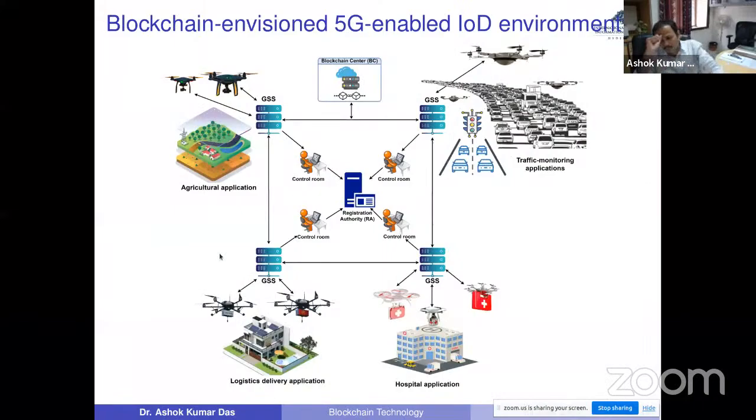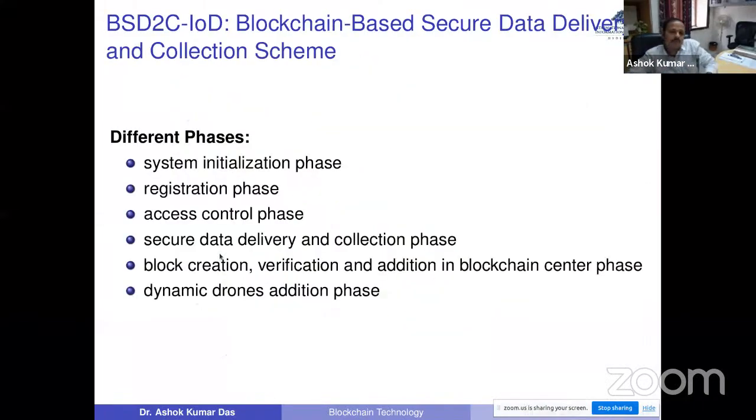Okay, so again, I am going to explain the scheme very briefly with the high-level things, because all the other mathematical stuff may not be comfortable at this moment. So in our scheme, we design a blockchain-based secure data delivery and collection scheme known as BSD2C-IID, because it is developed in the Internet of Drones environment.